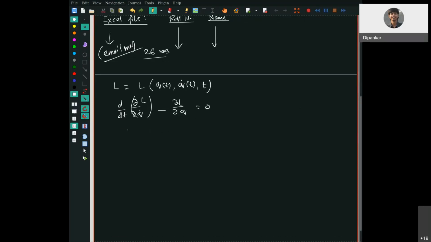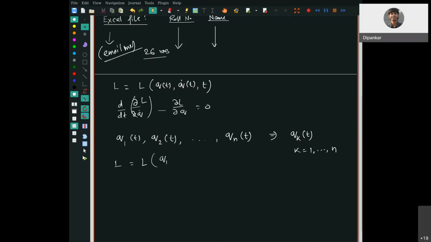All right. Now the straightforward generalization would be, suppose you have n such q's. That means you have q1(t), q2(t), and so on, up to qn(t). So n number of q's, which I will concisely write as qk(t) with k running from 1 to n. Then the Lagrangian would be a function of all these q's, so qk(t) and qk dot (t). When you see this, you assume that k is implicitly running from 1 to n.